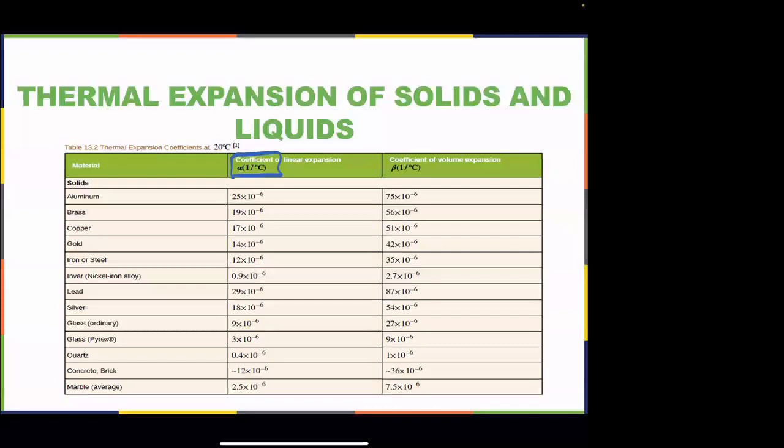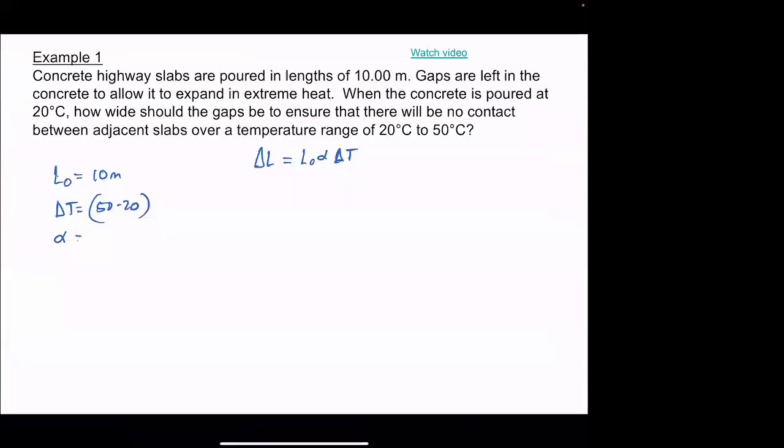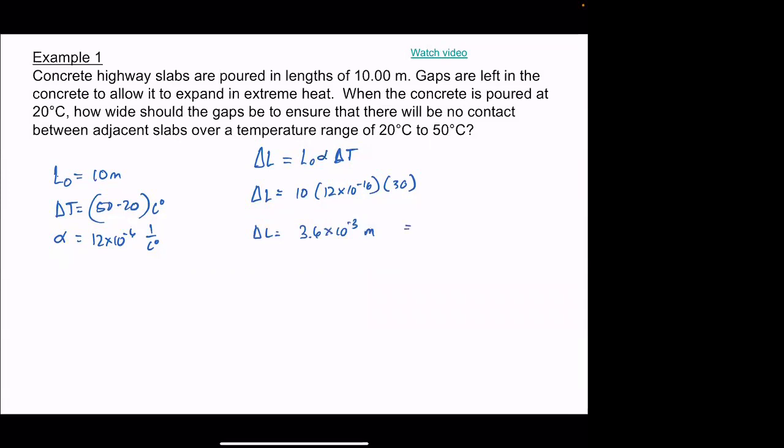We'll go to the next page here. 12 times 10 to the minus 6. So our goal is to find delta L. Delta L equals 10 times 12 times 10 to the minus 6 times 30. That's 3.6 times 10 to the minus third meters, which is 3.6 millimeters. So they're not super thick. That's all they'd have to be.